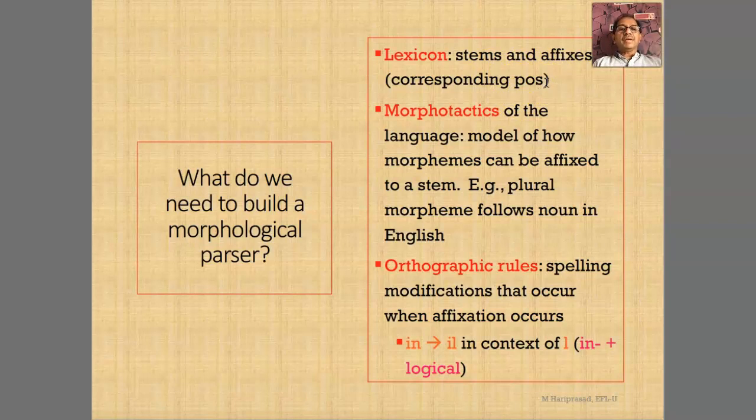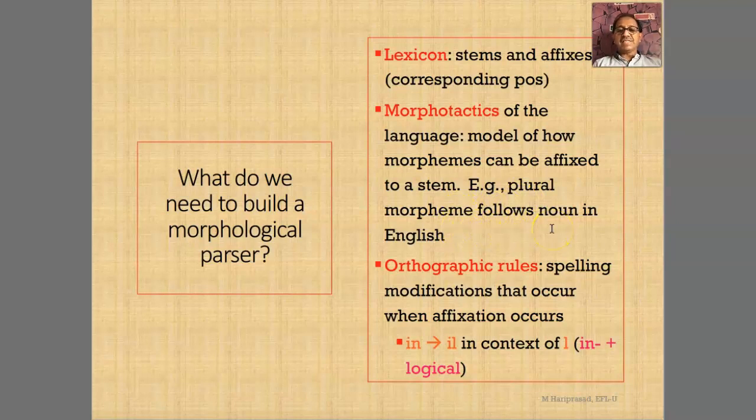And then morphotactics. Morphotactics is the structure of words, the rules related to the structure of the words. So when you say morphotactics of the language, we know how morphemes are affixed to a stem. That is, a plural morpheme follows a noun in English.